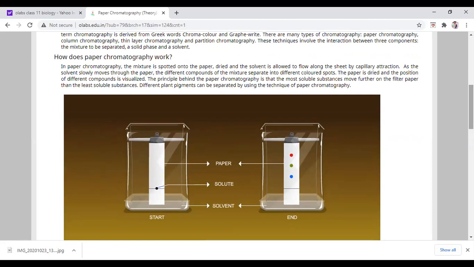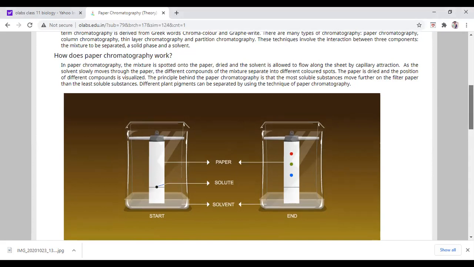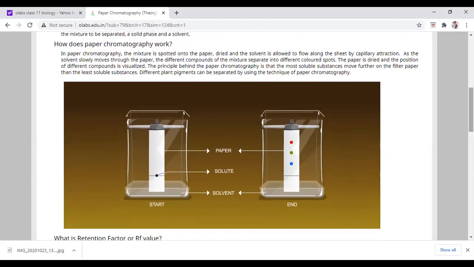So the solvent is the thing which is rising up through the paper, dissolving the mixture of pigments and separating that mixture on the basis of its solubility differences. Different pigments are soluble in different amounts in the solvent. So it separates them itself.